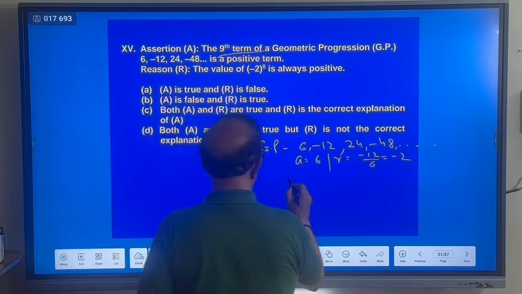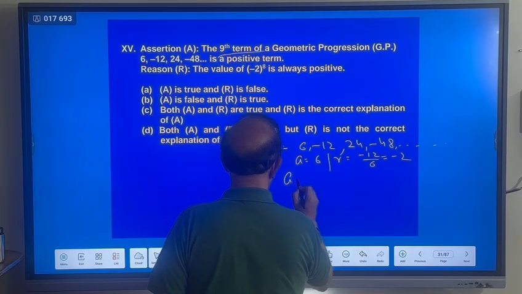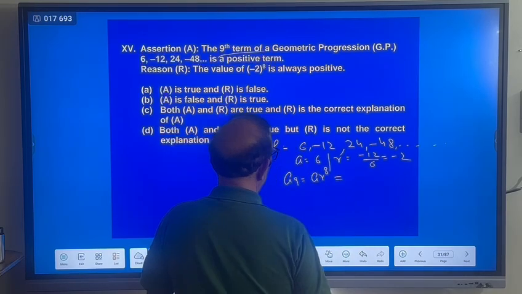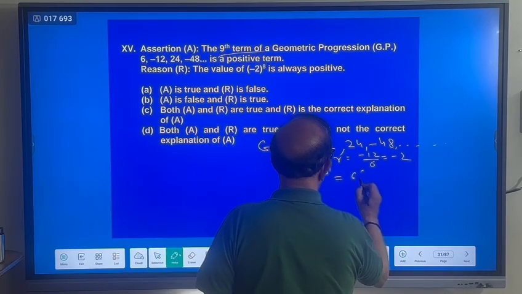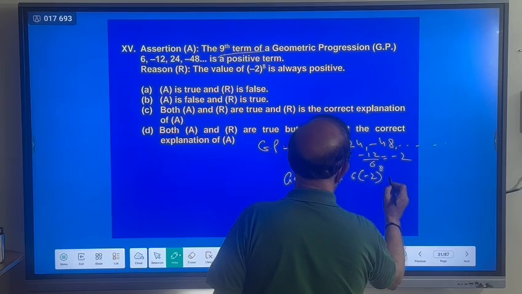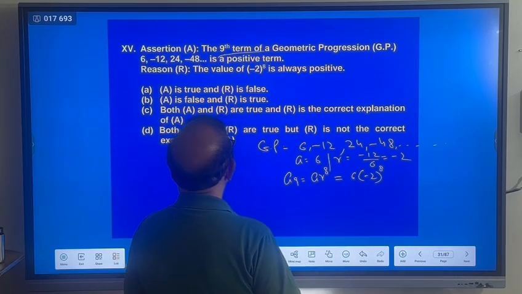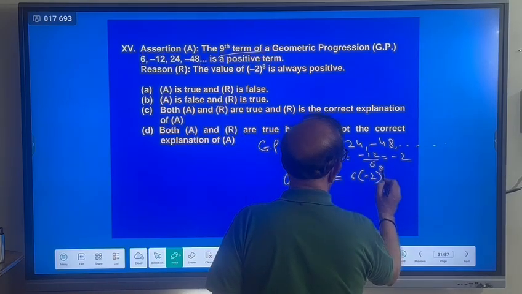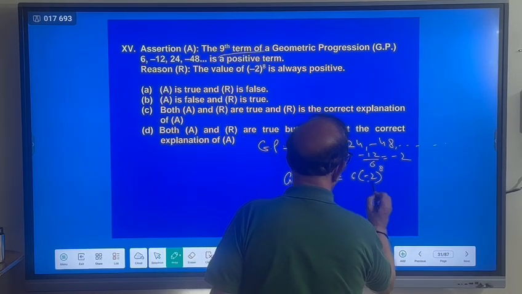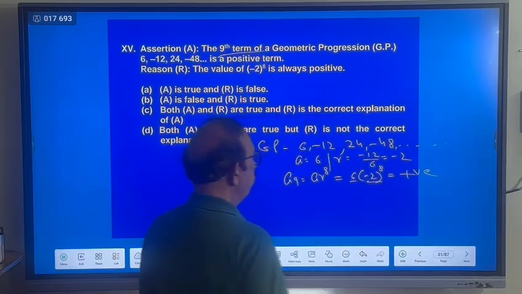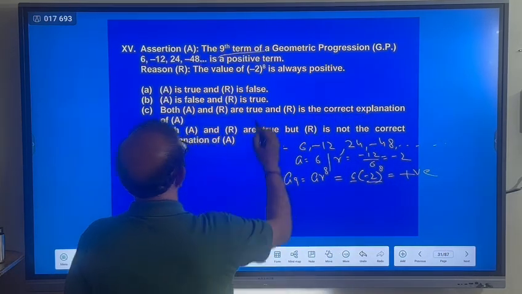So how to find 9th term? A9 is equal to A R raised to power 8, which is equal to A is 6, R is -2 raised to power 8. Now he said this is a positive. Yes, minus raised to power even number. This is a positive, this is a positive, product is positive. Okay, this is positive. This is true.